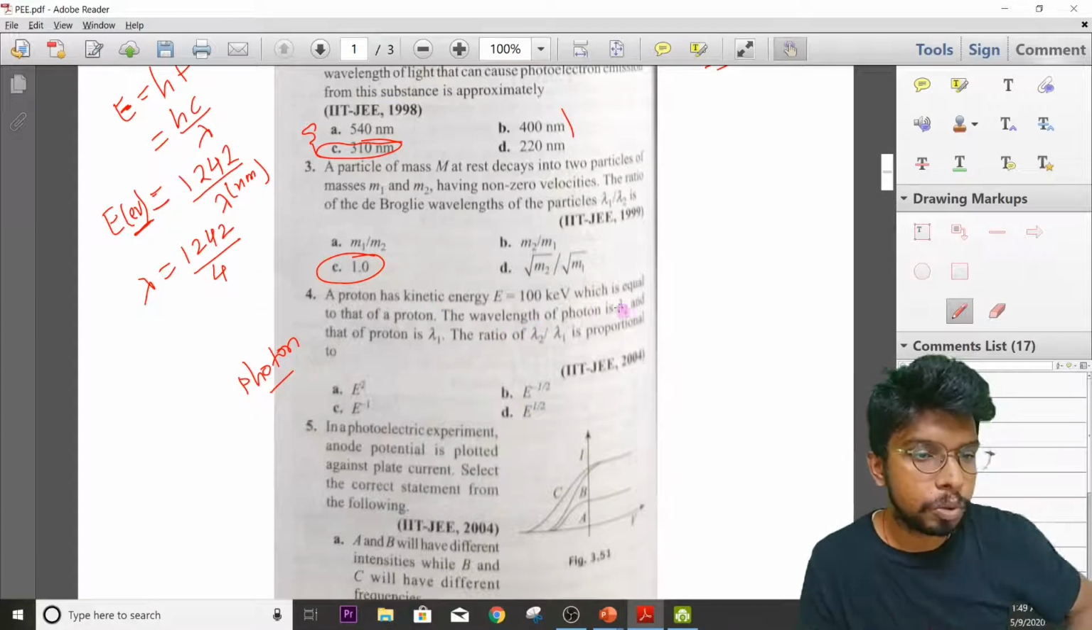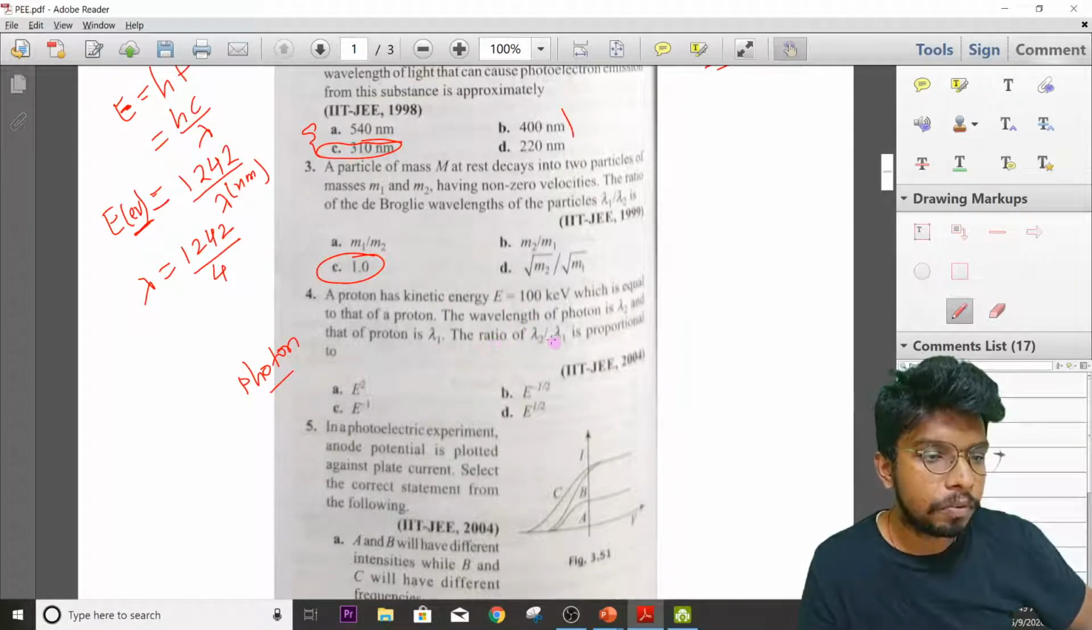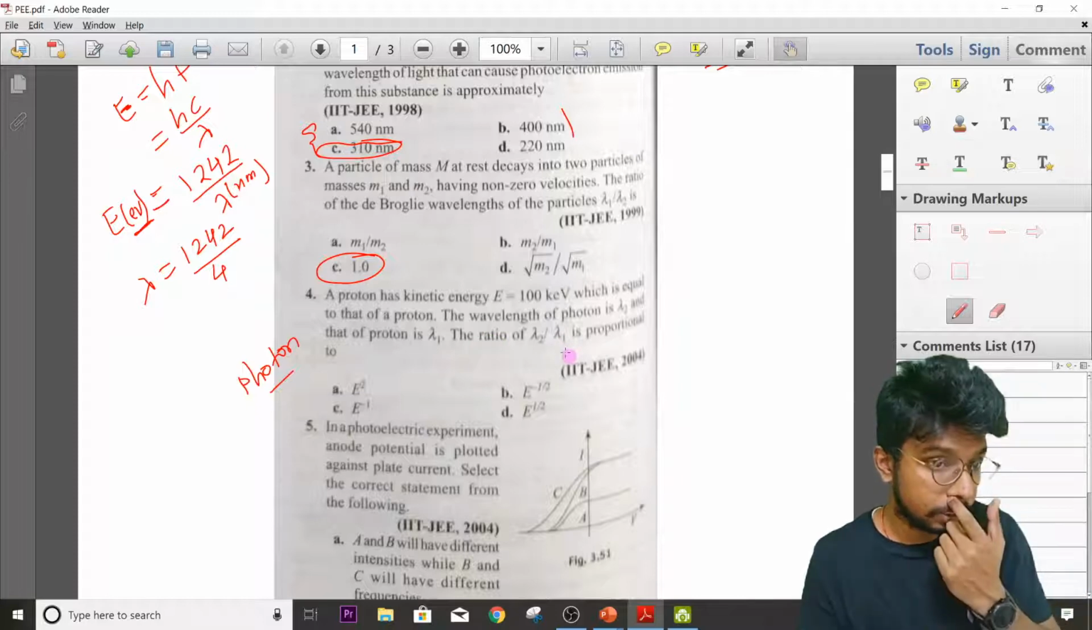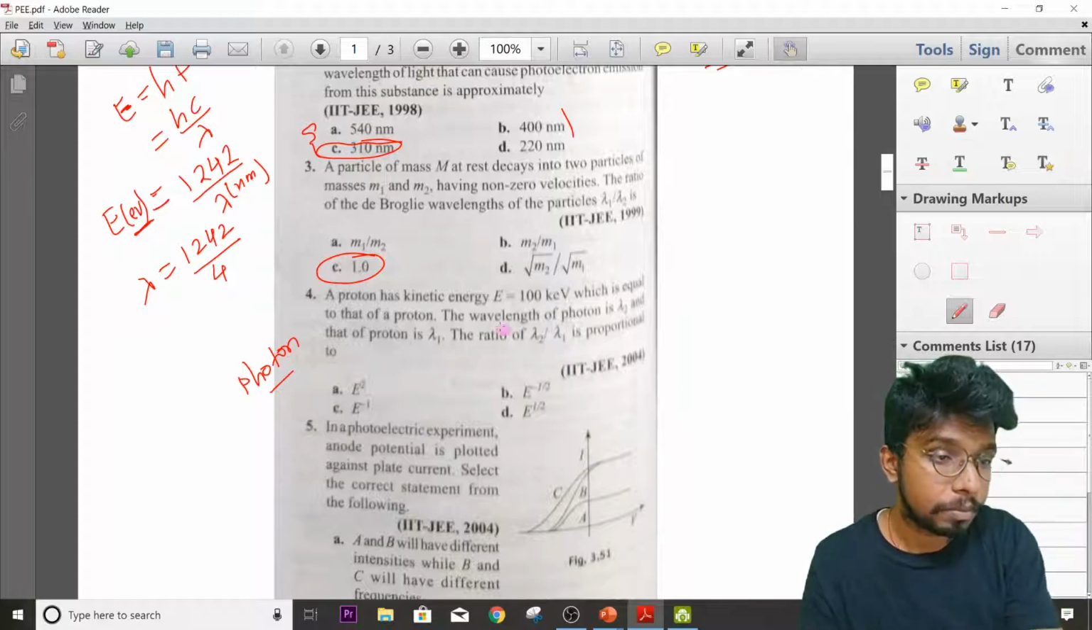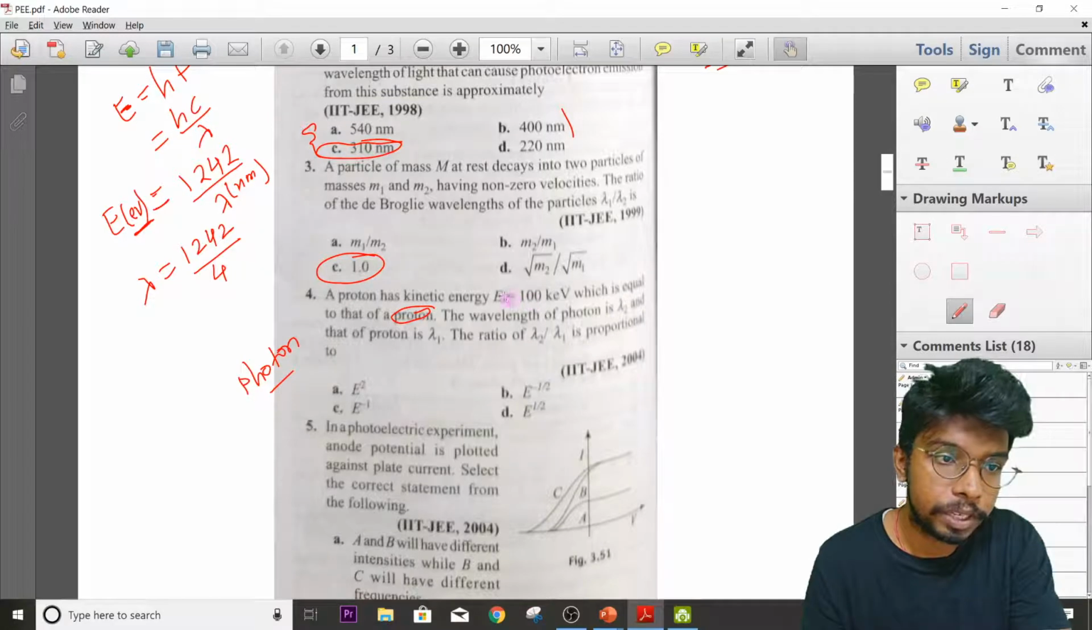The wavelength of the photon is lambda 2 and that of the proton is lambda 1. The ratio of lambda 2 over lambda 1 is proportional to what? The proton has kinetic energy E, which is equal to that of a photon. We need to find out that ratio.